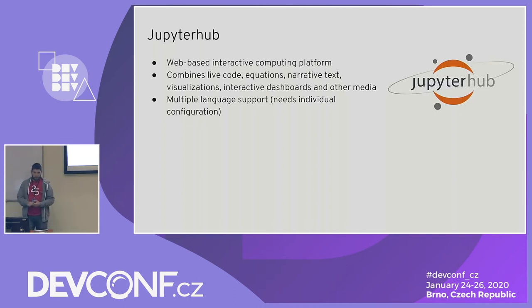Let's talk first about Jupyterhub. I think everyone knows about Jupyterhub because it's widespread across the community. All data scientists use it. So, just some bullets about Jupyterhub. Jupyterhub is a web-based notebook, and you can use it as a computational platform where you can create live coding, equations, text, visualizations, dashboards, and any other media. Of course, it depends on the language that it supports. I'm talking about a specific engine called the kernel inside the Jupyterhub.